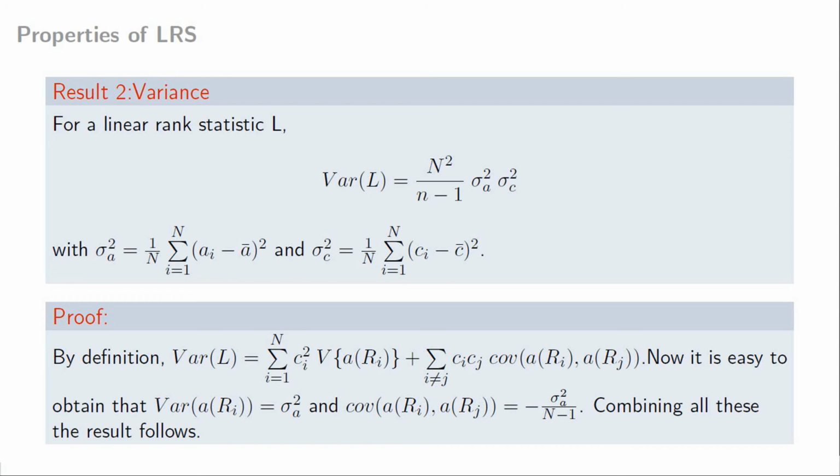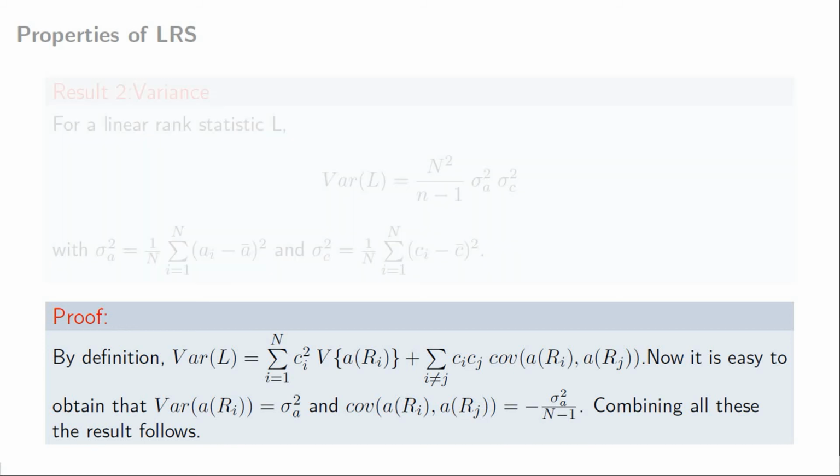Now, observe that the ranks are not independent and L is a function of the ranks. So, the different components or different summands of L are therefore correlated. So, we have to take into account that the different components of L are correlated. So, variance of L comes out as summation i from 1 to n Ci square multiplied by variance of A(Ri) plus summation i not equal to j Ci Cj multiplied by covariance of A(Ri), A(Rj).